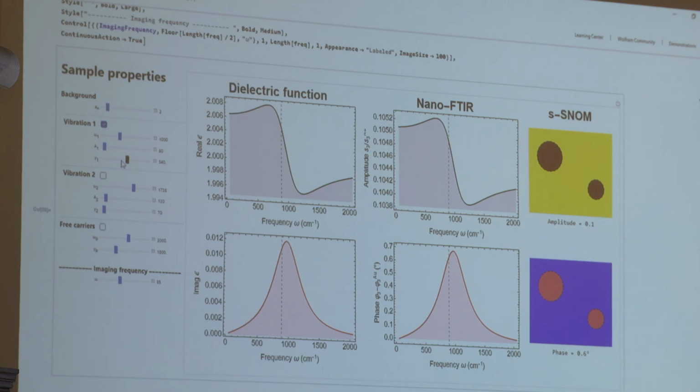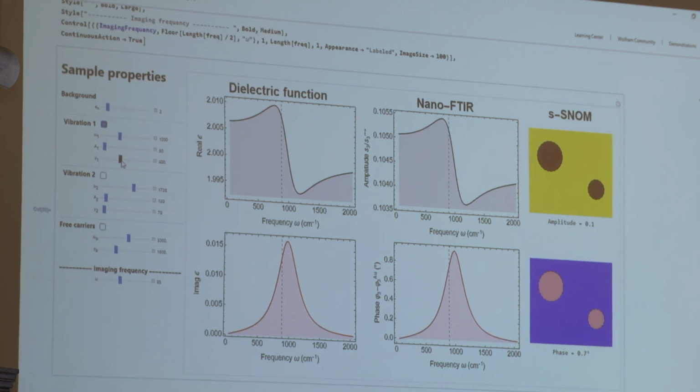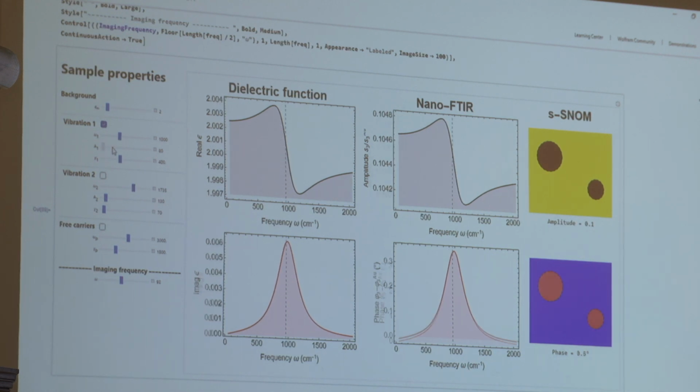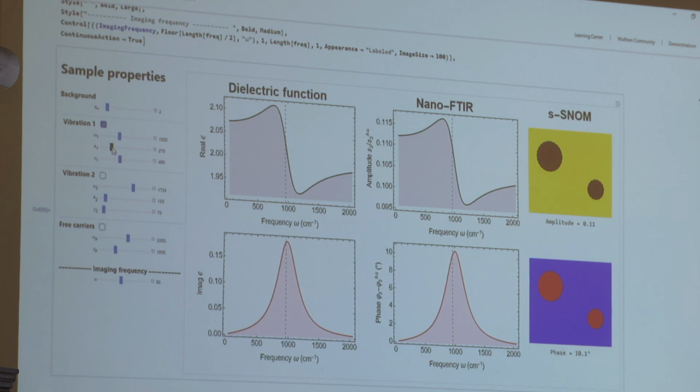Yeah, what you also see, if we tune exactly to the maximum here, we can see that the laser is now tuned to the maximum of the imaginary part of the dielectric function. But in nano-FTIR, we are a little bit off. So the peak position is slightly shifted by a few wave numbers.